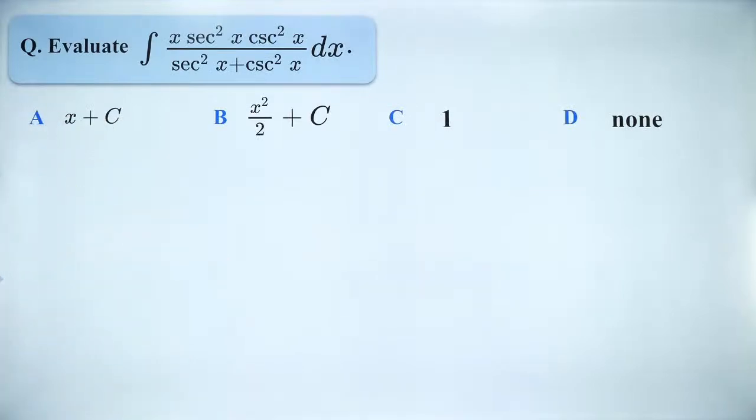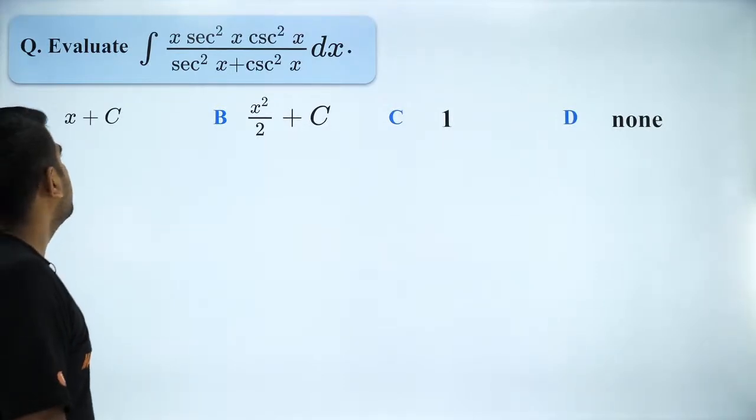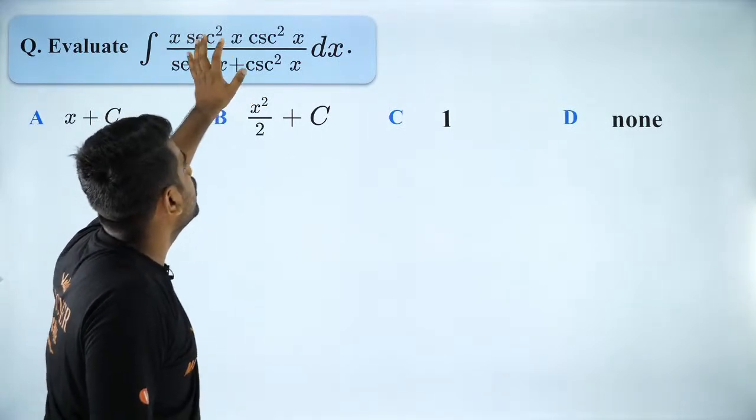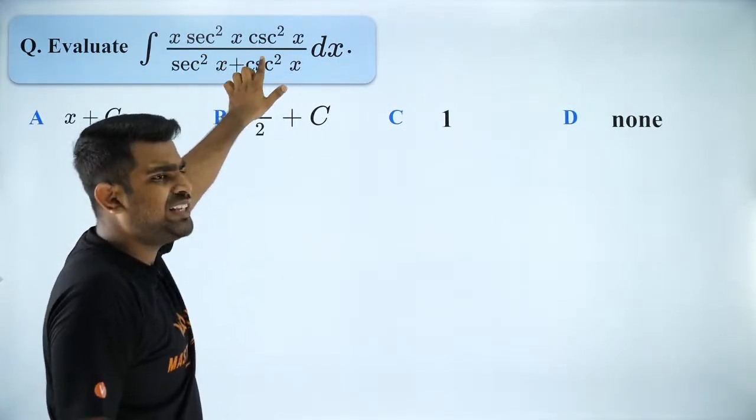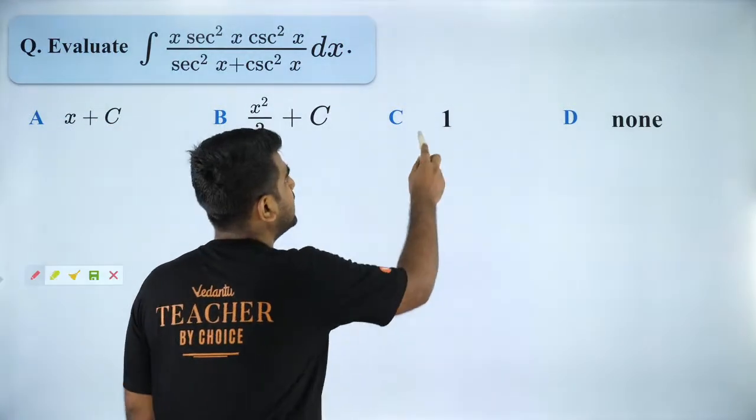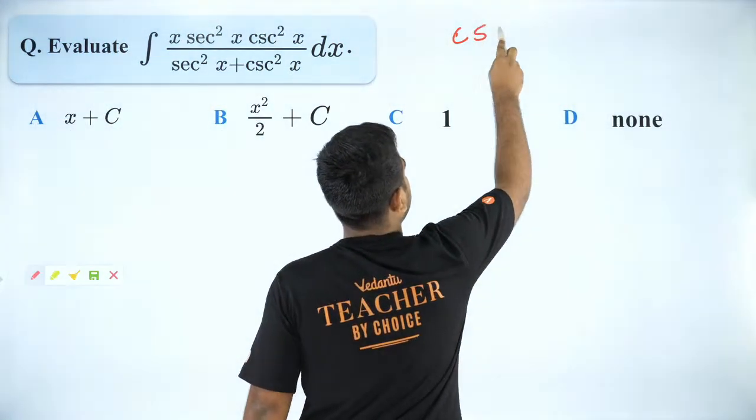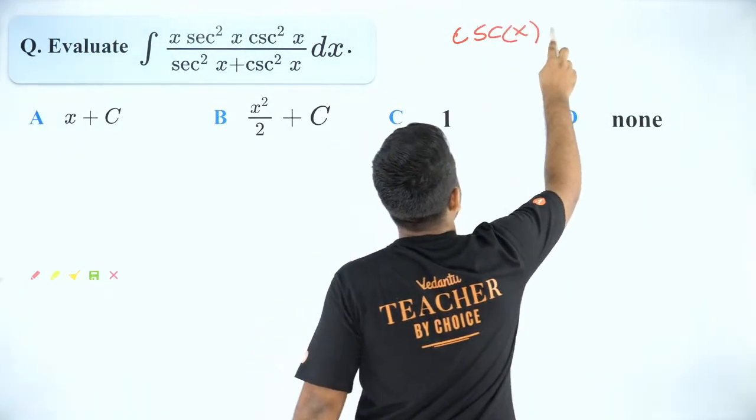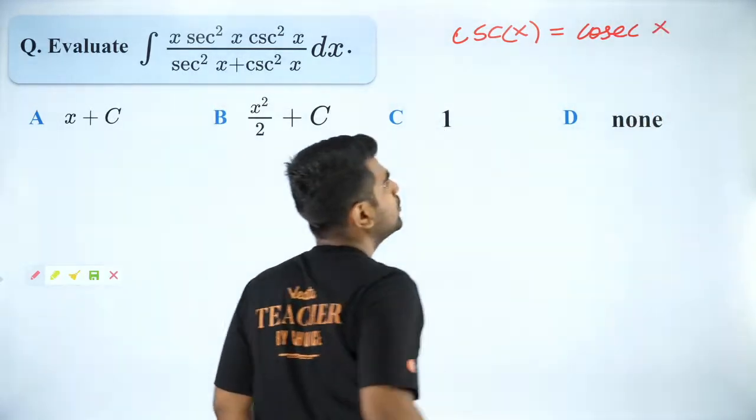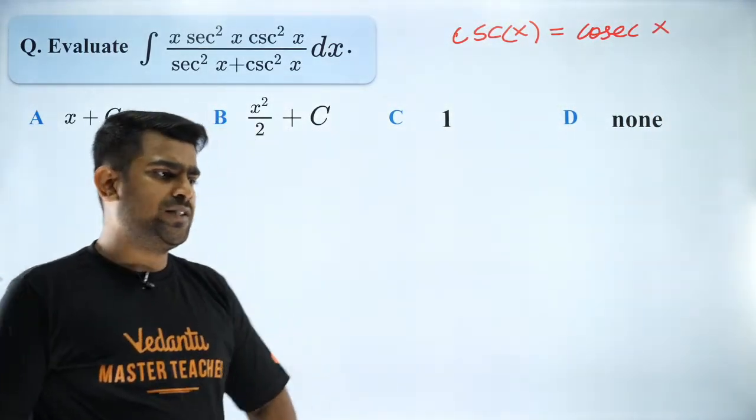So here we go. The first question, very, very interesting one. I want all of you to try it. Please think about it, guys. I want you to evaluate x secant square x cosecant square x. So CSC means cosecant x, okay? I hope you guys are clear with that. So CSC x is nothing but cosecant of x. Okay, so now try to solve it, guys.